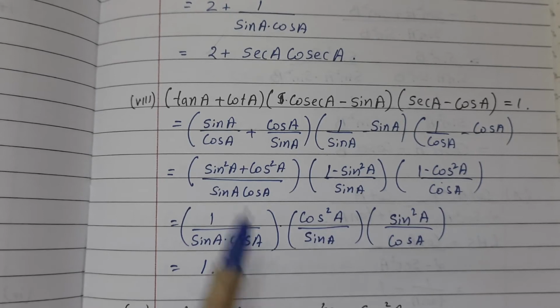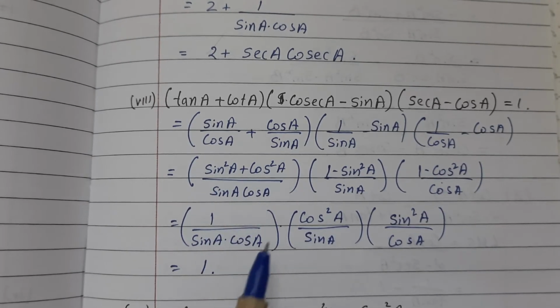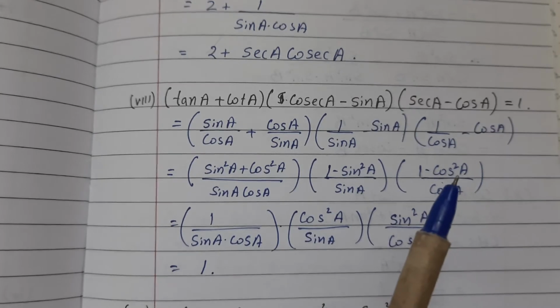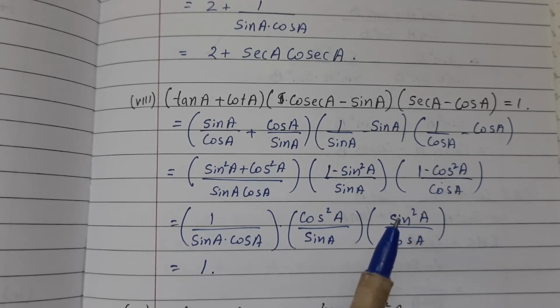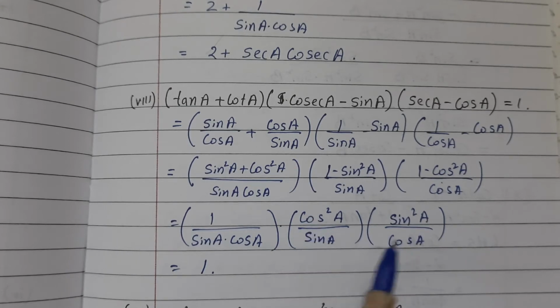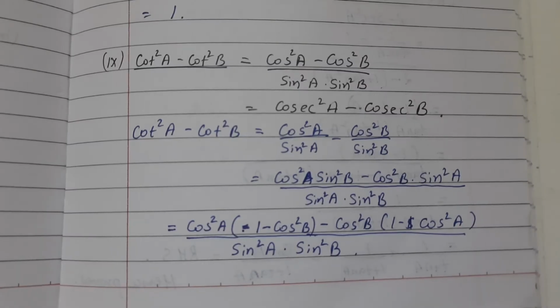Sin square A plus cos square A is 1 upon sin A cos A. 1 minus sin square A is cos square A upon sin A. 1 minus cos square A is sin square A upon cos A. Cos square A cancel here. Sin square A is also cancelled. So 1 into 1 is 1.